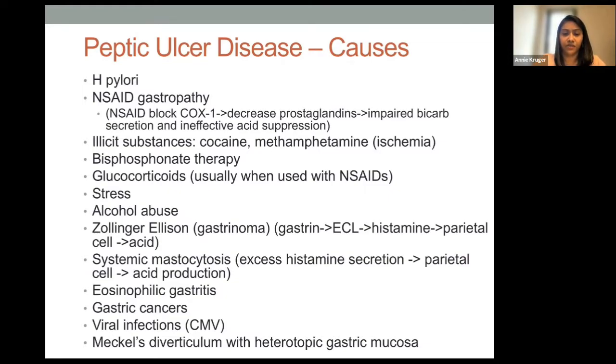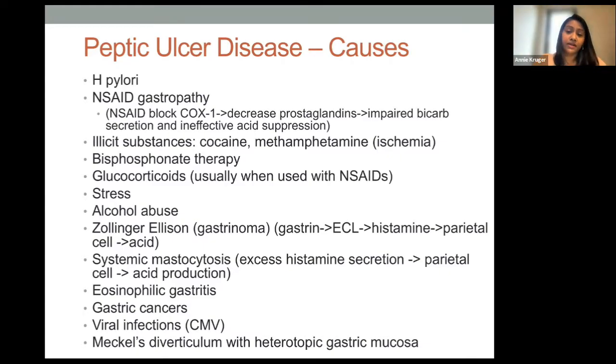Zollinger-Ellison is one of the things that, when we see patients for endoscopy and they have numerous ulcers in their stomach and the small intestine, we often think of this disease. And this is a gastrinoma, right? It occurs in the gastrinoma triangle. Usually results from excess gastrin production from the gastrinoma.